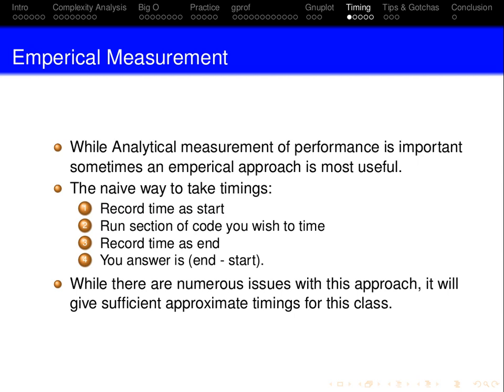The naive way to take timings is to record the start time, run your code, then record the end time, and your answer is end minus start. You all see how that's probably the most intuitive and simplest way to do it? There are numerous issues with this approach. You will find out more of those when you take architecture and operating systems. But for this course, this gives a sufficient approximation for everything. The reason I'm pointing that out is sometimes we'll take these timings and it will look very weird, like we'll be bouncing up and down a lot. Just know that there's a lot of problems with this approach, but in general you're going to get a good approximation.